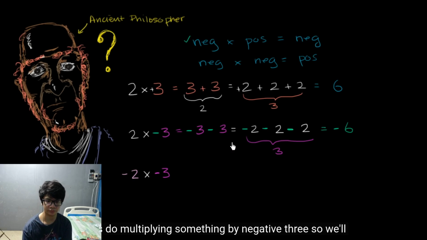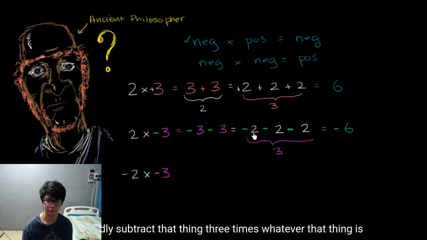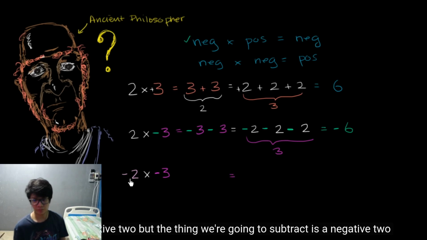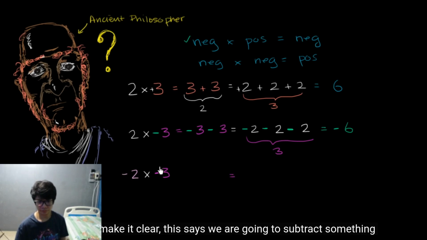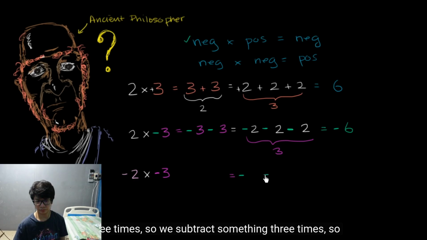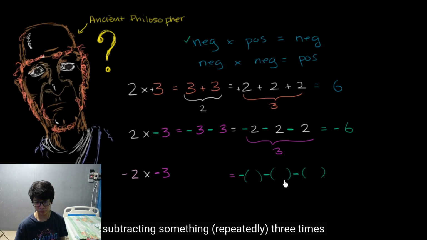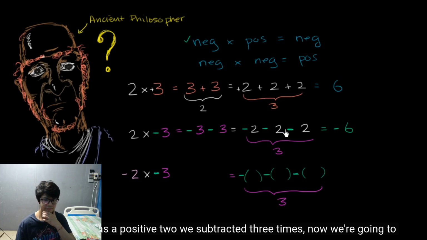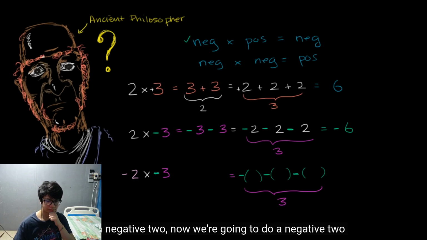We're still multiplying something by -3. So we're going to repeatedly subtract that thing 3 times, whatever that thing is. But now that thing isn't a +2. That thing that we're going to subtract 3 times is a -2. So this part tells us we're going to subtract something 3 times, and we're going to do it exactly 3 times. Over here was a +2 that we subtracted 3 times. Now we're going to do a -2.